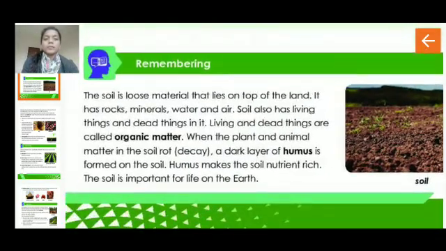Students, you are going to mark this. Living and dead things are called organic matter. So when we see the upper layer of land, which is soil, what things are there in the soil? It has rocks, small rocks, big rocks. It has minerals, air, water, and with all these things, it also has some small living things and some dead things also. Right? There are many microorganisms present in soil. So all these living and dead things in soil are called organic matter. What are they called? Organic matter.